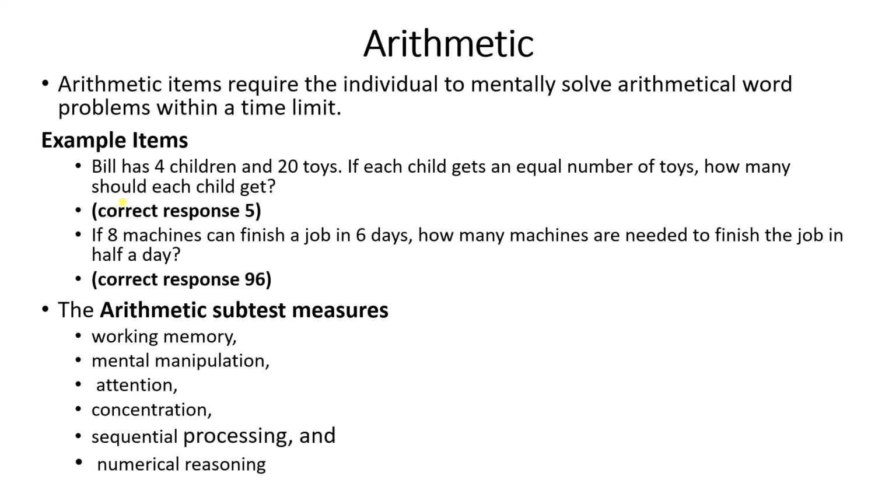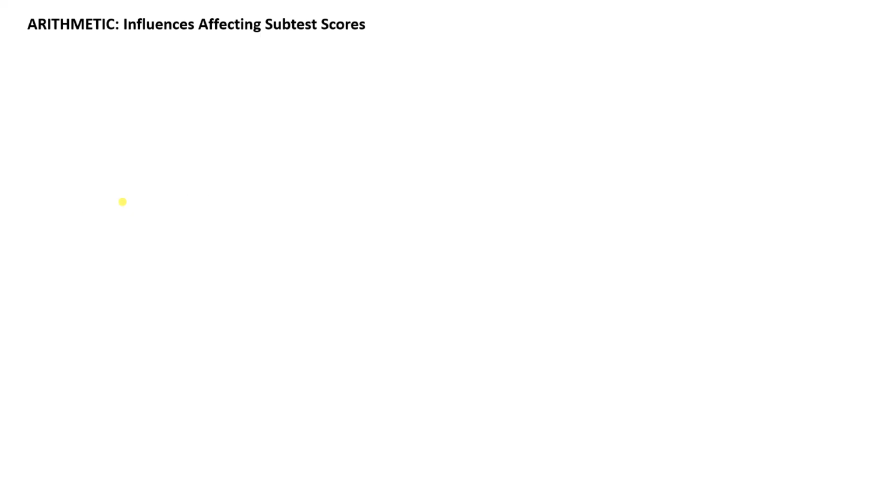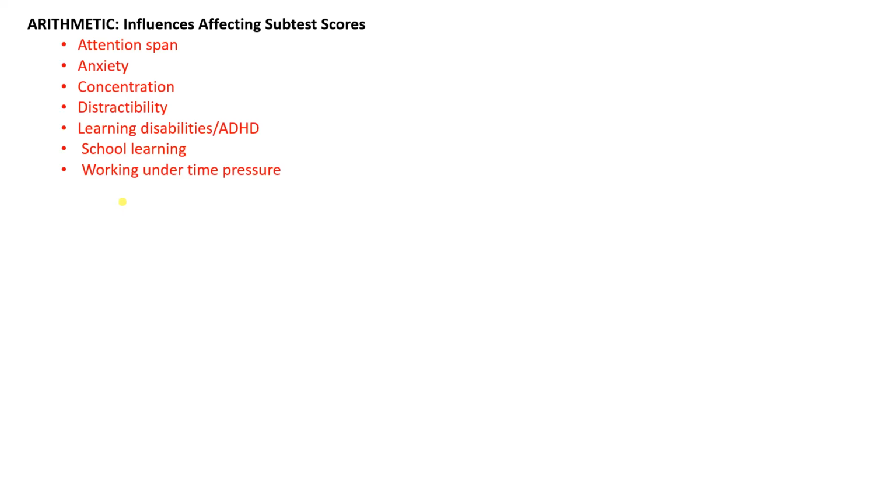And this subtest measures working memory, mental manipulation, attention, concentration, and unlike the visual task that required simultaneous processing, this arithmetic requires sequential processing as well as numerical reasoning ability. The factors that can influence include the span of attention, anxiety, concentration ability, or its supposed distractibility, learning disabilities, ADHD, school learning, and working under time pressure.